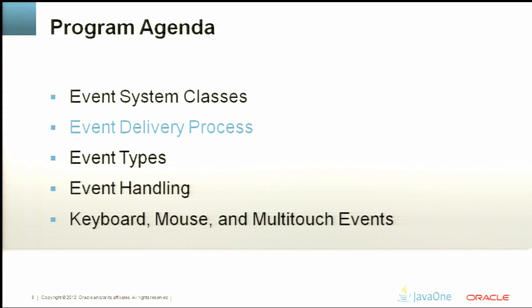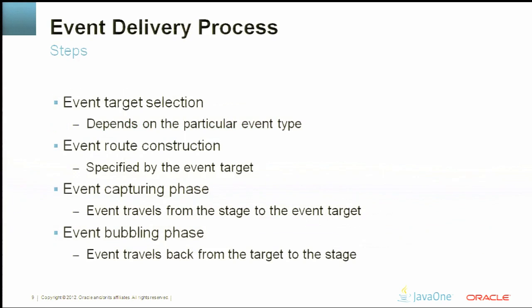Okay, so how are the events delivered? This process actually has 4 steps. First, the node to which the event should be delivered is selected. This depends on the type of the event. Like I said before, for mouse events, this is the node which is under the mouse cursor, and for key events, it's the focus node.